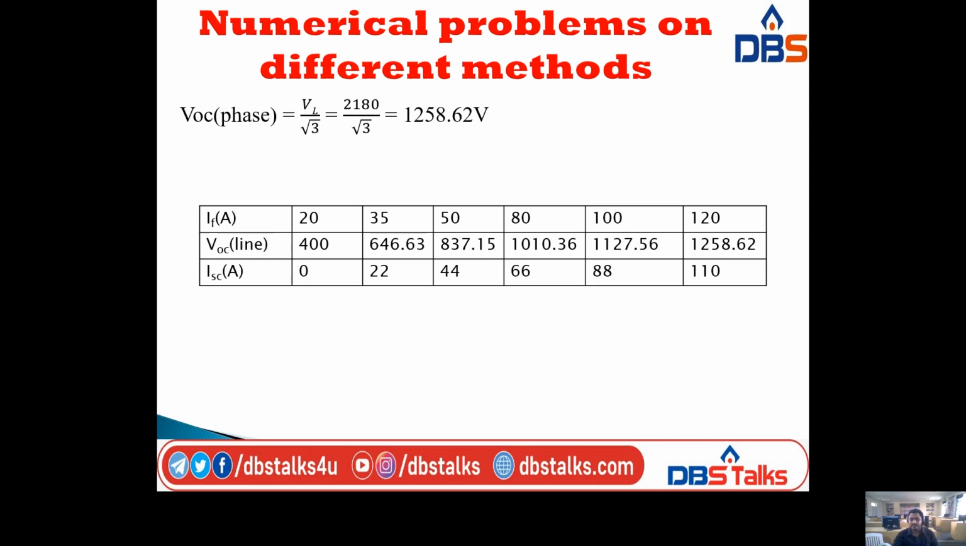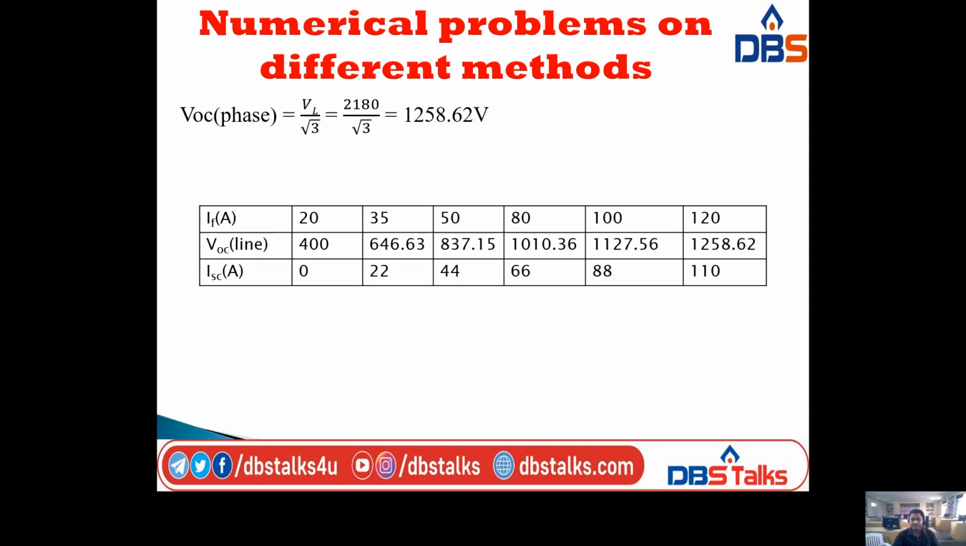Next, at 35 amperes, the phase voltage is 646.63 volts. At 50 amperes, 837.15 volts. At 80 amperes, 1010.36 volts. At 100 amperes, 1127.56 volts. At 120 amperes, 1258.62 volts. So like this, we will replace the line voltages with phase voltages in this tabular column.